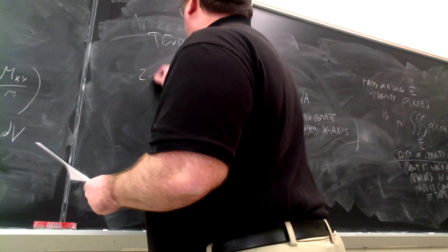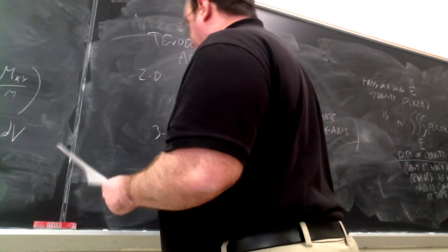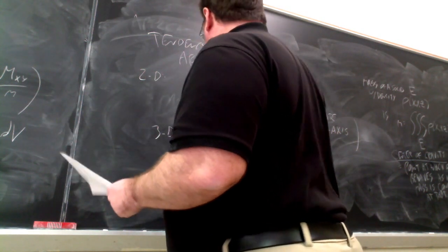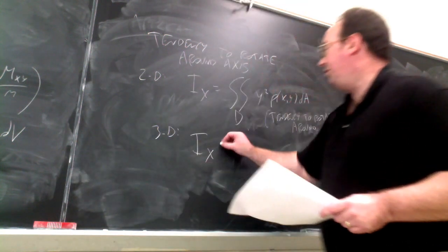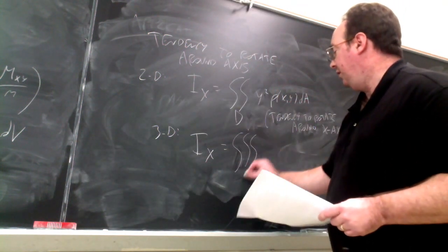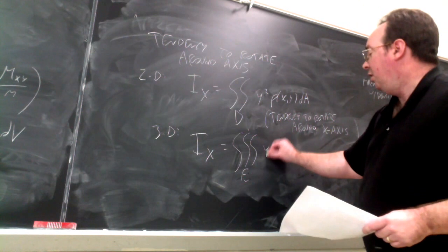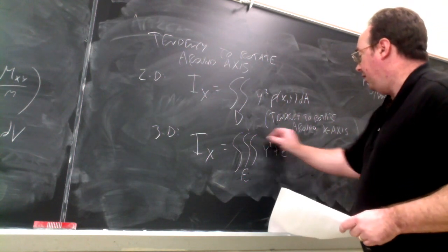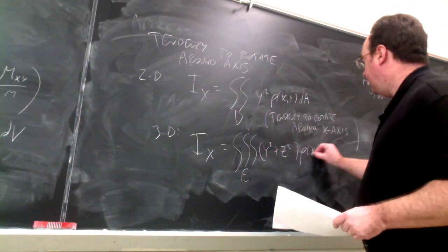Okay, and this is for a 2D case, and for a 3D case, I_x would actually be the integral over the solid, not just of y squared, but of y squared plus z squared times the density.